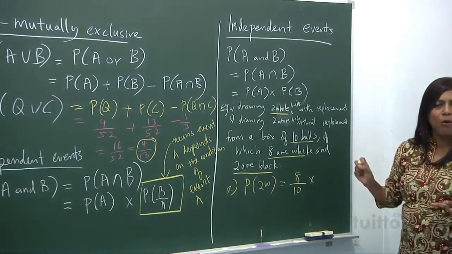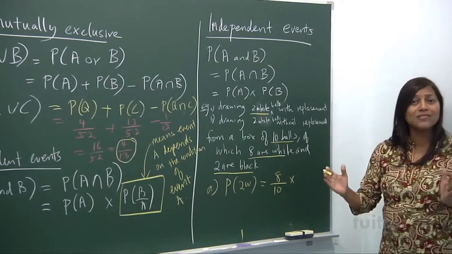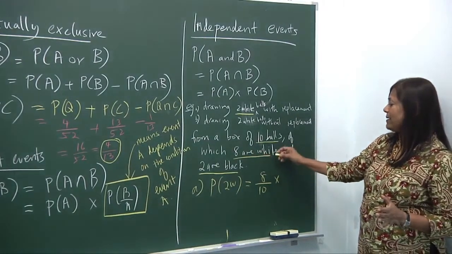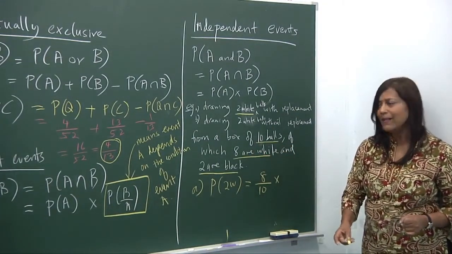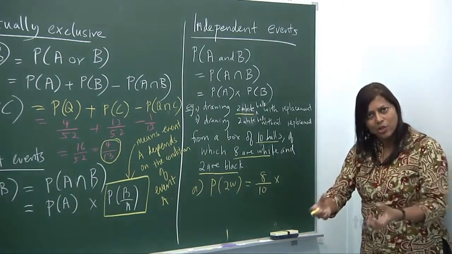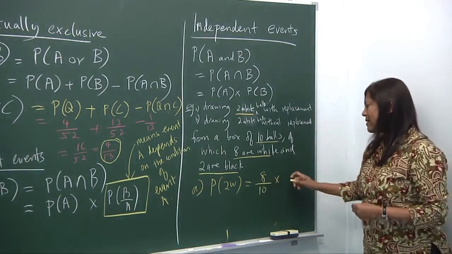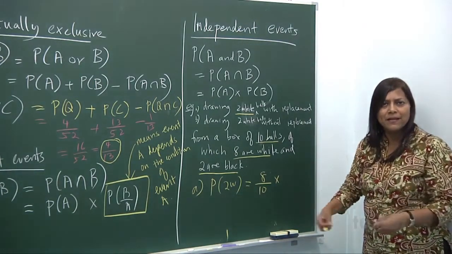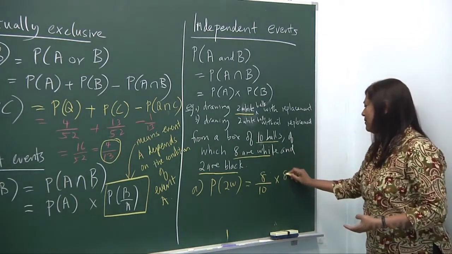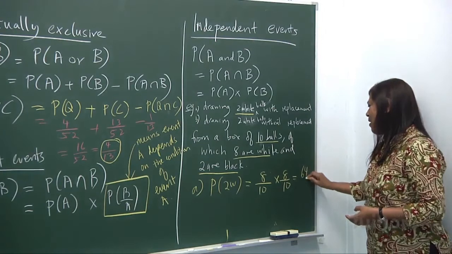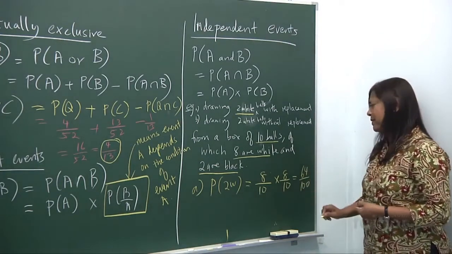You draw 2 white balls from a box of 10 balls. These 10 balls are 8 white and 2 black. So 8 plus 2 is 10. So 8 out of 10, the chance of drawing a white. The second white, you're putting it back, replacement. So it's still 8 out of 10. And you've got 64 out of 100.